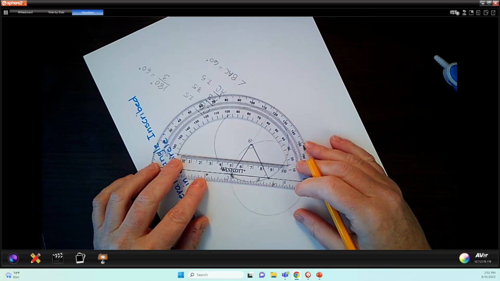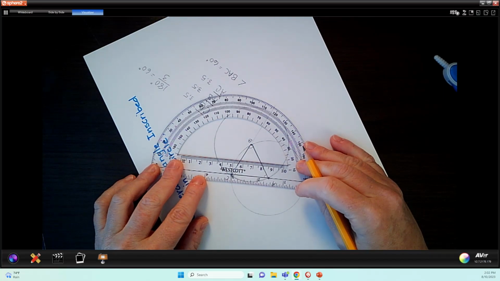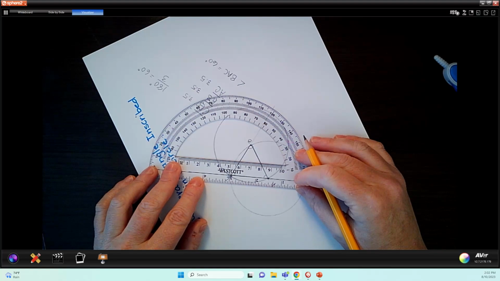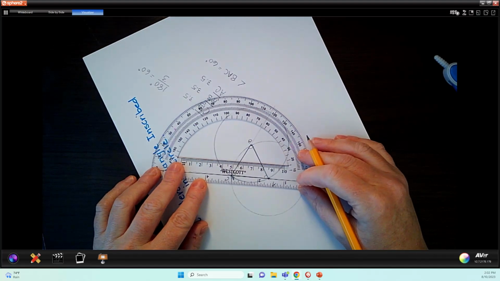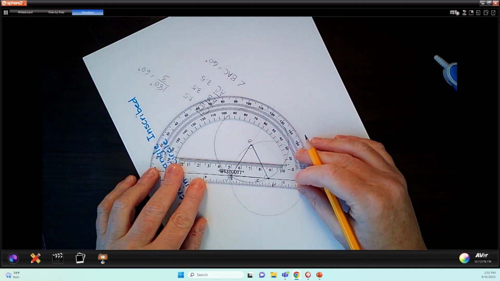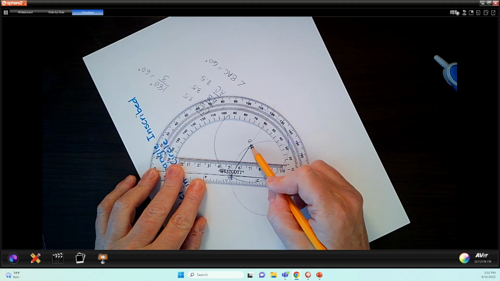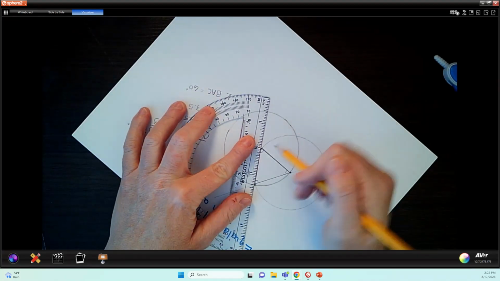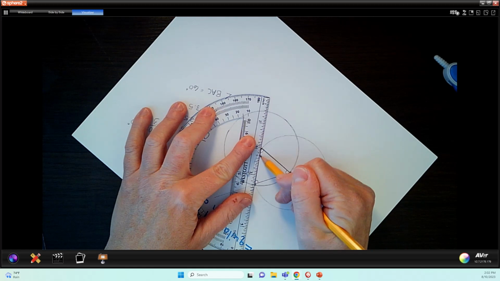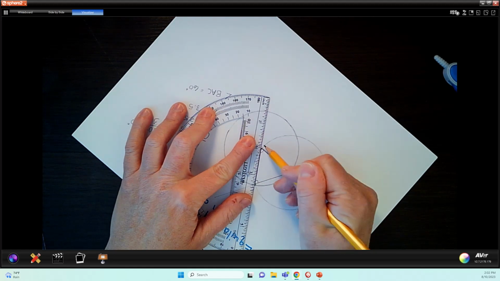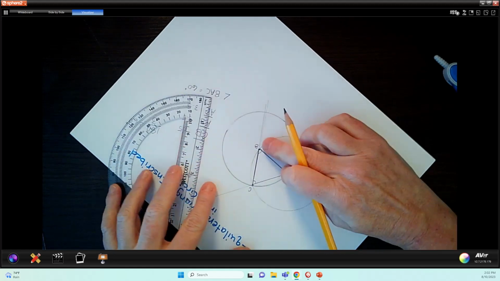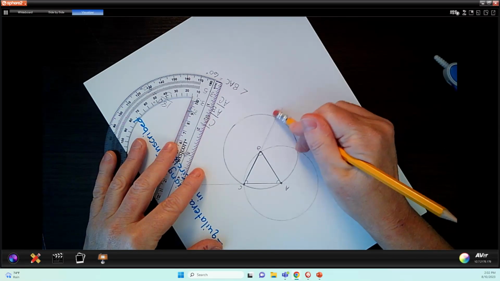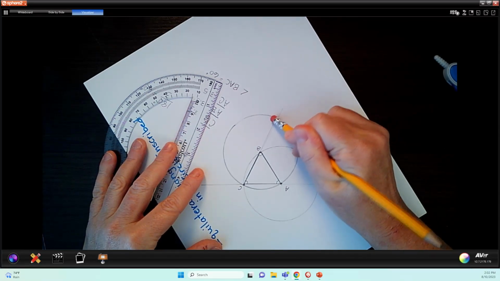Put my center right in the dot and just make sure. Now, it looks like this one might be off just a smidgen. I'm just going to check. And I can see when I look at it really closely that I didn't quite use my straight edge. See this? I'm just going to adjust it just a little bit because it looks like I might have been off a little. It's very small, but the further away you get from the center, the more degrees it would be off.